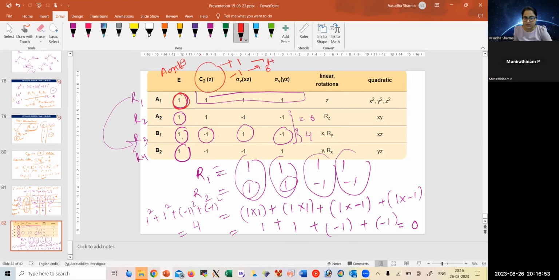Now you can see here. This is 1, that is why it is A. This is 1. This is A. Minus 1, B. Minus 1, B. Is that clear now?